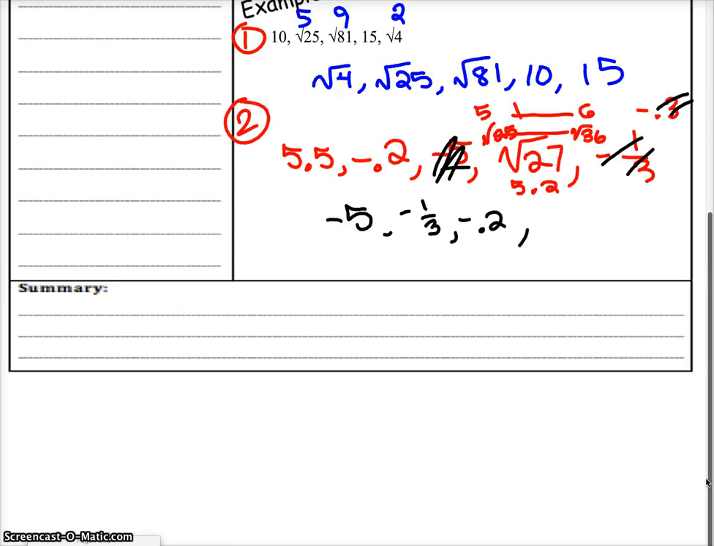And then 5.2 is smaller than 5.5. So I would write the square root of 27 there, and then 5.5. That is 8th grade level advancement. That's what 8th graders are expected to be able to do with rational numbers.